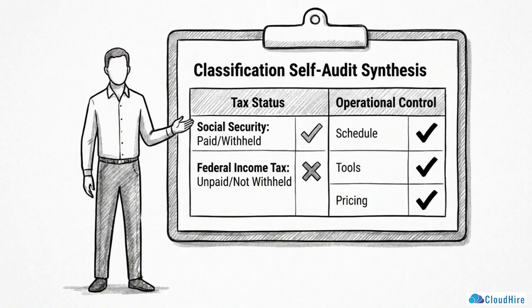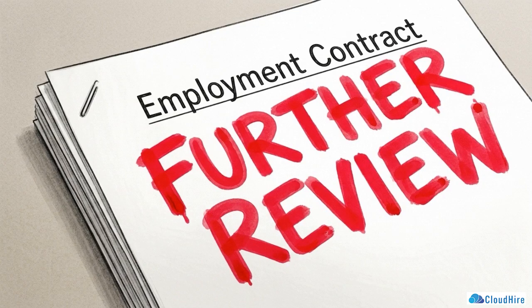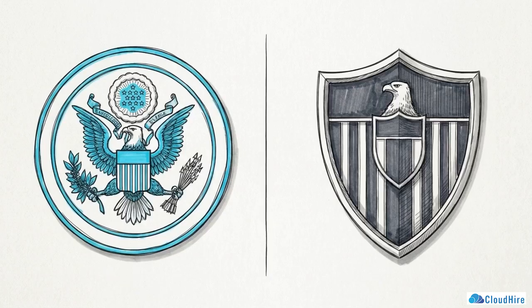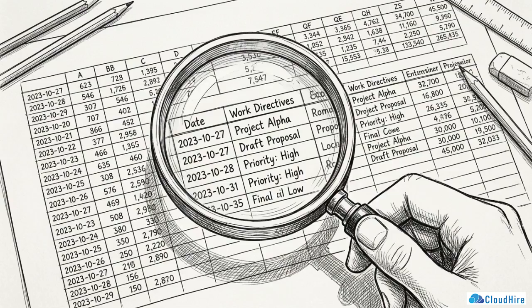You know your precise tax status, and you've mapped out exactly how much operational control your employer holds. If your audit suggests you are misclassified, your immediate next move is documentation. Start keeping a detailed daily log tracking exactly who dictates your schedule and provides your tools. Before you file your upcoming taxes, consult the official guidelines from the IRS and the Department of Labor to cross-reference the control data you just collected.